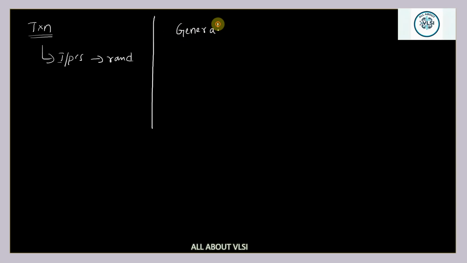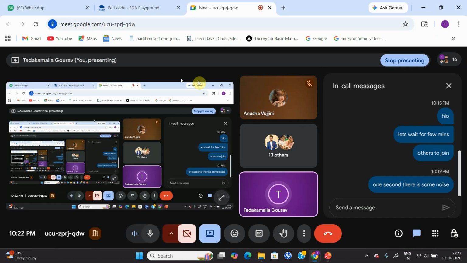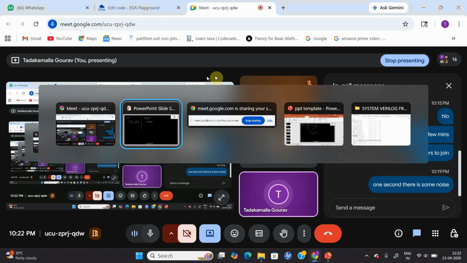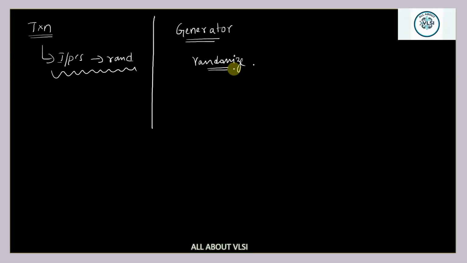This generator class is going to randomize the variables which have been declared as input. Inside my generator I'm going to call the randomize method and randomize the variables declared inside my transaction class. After randomizing these transactions, the generator is going to send each transaction to my driver via the mailbox. So I'm going to use a mailbox and send it.